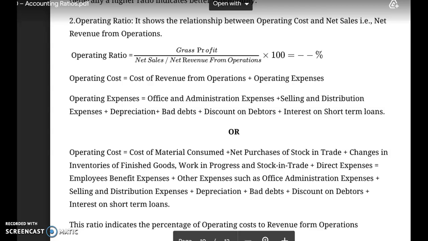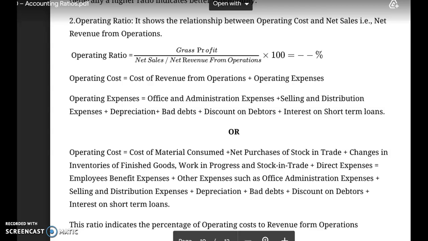Coming to the second element, that is operating expenses. Operating expenses comprise two very important expenses, that is office and administration expenses and selling and distribution expenses, and also the general expenses. Basically the general expenses are part of office and administration expenses, but we calculate them independently also. So these three are part of the operating expenses.